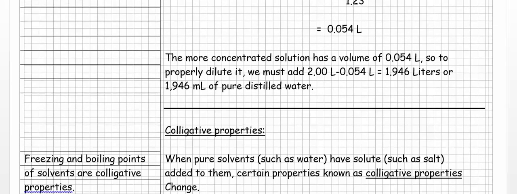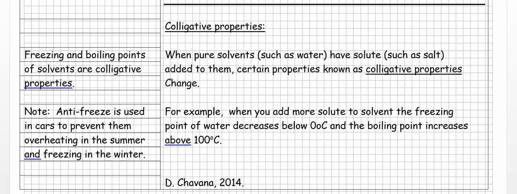All right, I want to talk now about something called colligative properties. What do we mean by colligative properties? Well, colligative properties are properties that change when I add something to a pure substance. So when pure solvents such as water have a solute such as salt added to them, certain properties known as colligative properties change. All right?